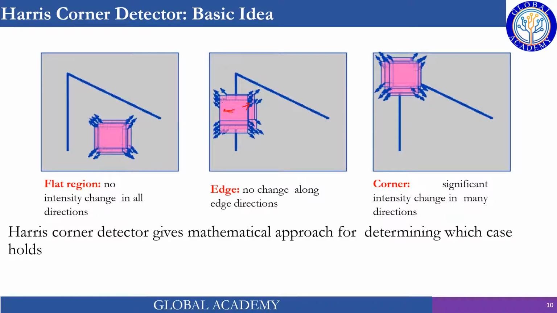So if you move the patch, if you leave the patch for some time, for some values, then definitely there will be a change in intensity, and there is no change along the y-axis. So that is like an edge. And similarly, in case of a corner, you will get change in every direction, in any direction. So this is the basic concept behind the Harris detection, but we have some mathematical approach to do that.